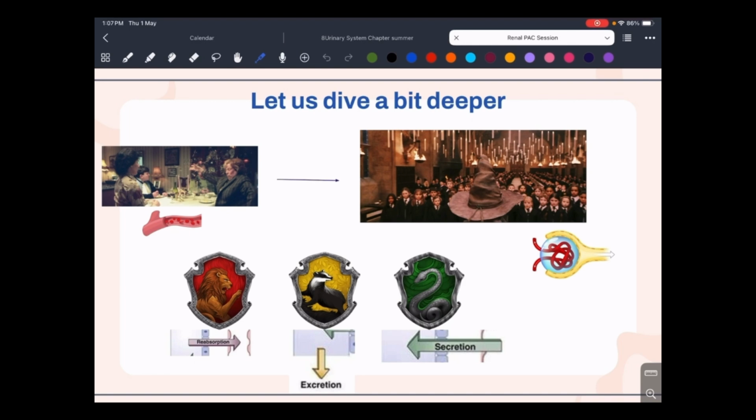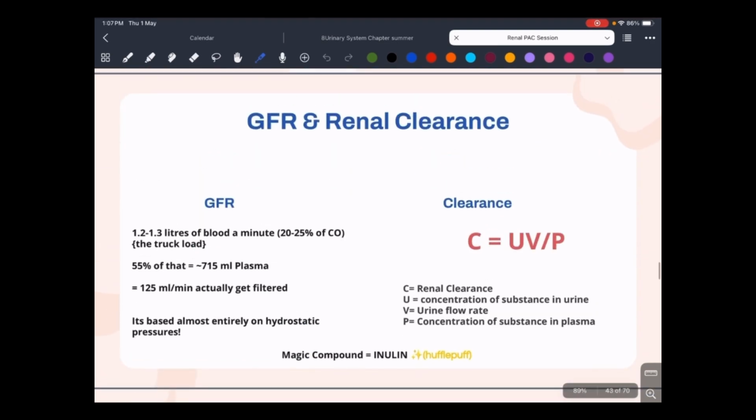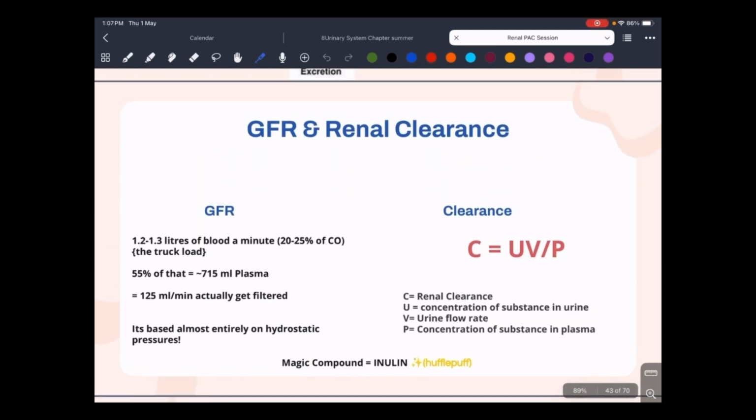So good molecules that we want to keep are sorted into Gryffindor and they go back into the blood. Molecules that we want excreted normally, they don't cause any trouble, but it's just time for them to leave. It's Hufflepuffs and they are excreted yellow. And then our evil little molecules, between quotations, evil, they get secreted out. Okay? So it's just a fun way for you guys to understand, because then we're going to move on to GFR and renal clearance. What is GFR, right? GFR stands for glomerular filtration rate.